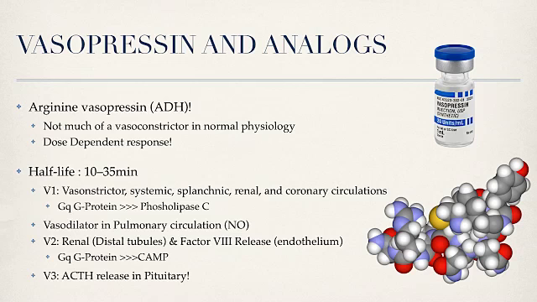Also, the V2 receptor is the second receptor, usually mainly on the distal tubule of the kidney, and also on the factor 8 release from the endothelium. Those two work through the G protein, but instead of releasing phospholipase C, it releases cyclic AMP as a mediator. The third receptor, V3, is not really of much importance to us, but it's involved in ACTH release in the pituitary gland.